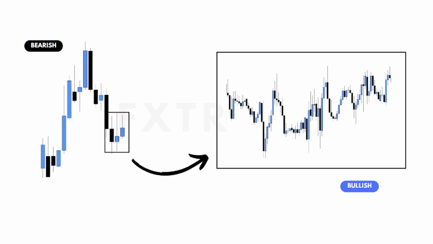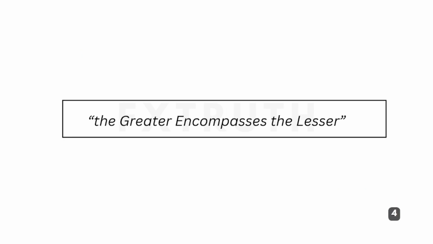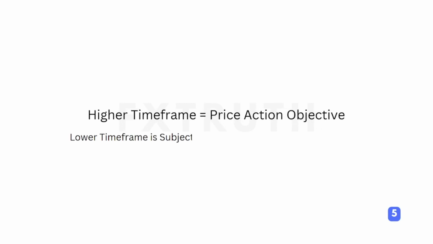So this particular kind of movement is bound to happen because price is fractal in nature. In other words, price delivery is different across various time frames. So with that in mind, here's the secret, or an idea I want us to have at the back of our mind when trading market structure: the greater encompasses the lesser. And that means the higher time frame tells us about price action objective, while the lower time frame is subject to that narrative or objective in price.